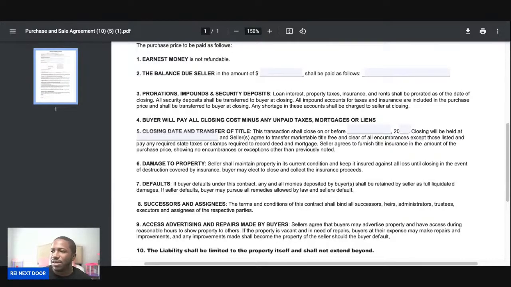Sometimes I take that out because sellers say, I don't want to get title insurance. Okay, take it out. But anyway, damage to the property: seller shall maintain the property in its current condition. Just saying they got to keep the property in its current condition. And if they destroy the property after you looked at it and signed this agreement, then it's going to be on them, right? So default: if the buyer defaults, they're going to have to give up all the earnest money deposit. If the seller defaults, then the buyer may pursue a remedy which is allowed by law, right? If the seller defaults, you can go after them for what you put into the property and stuff like that.